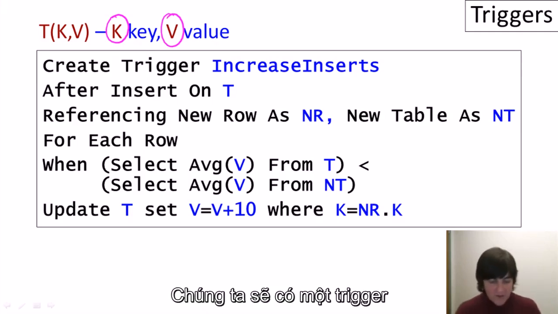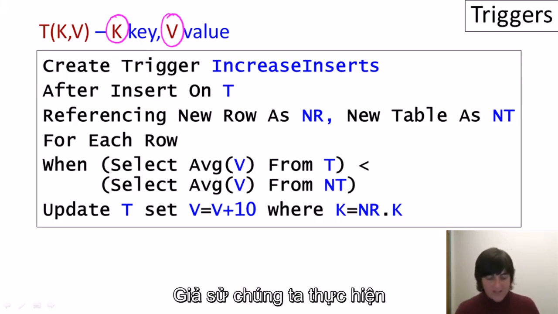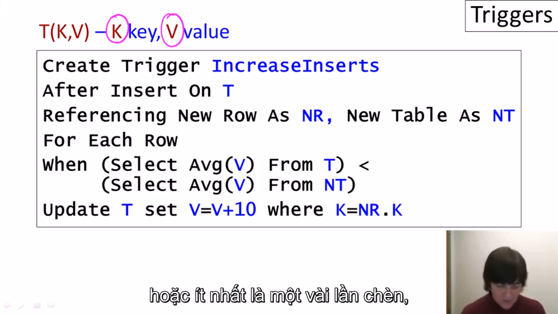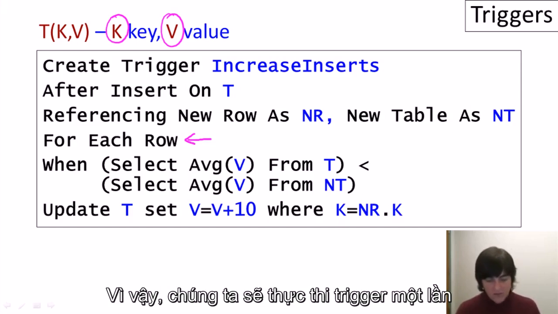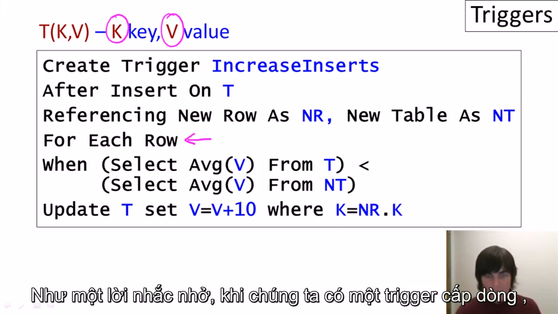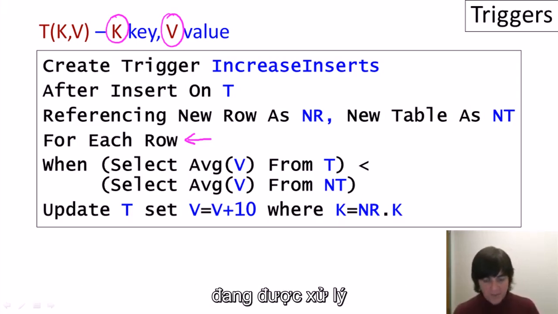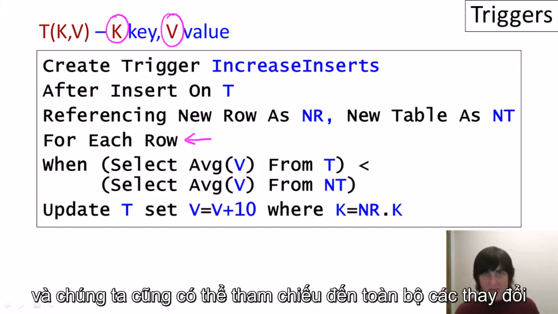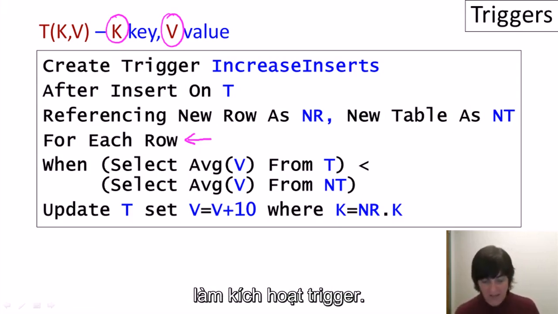And we're going to have a trigger that's going to be activated when we perform insertions on T. Let's suppose that we perform a large number of insertions, or at least a few insertions, and it's going to be a row-level trigger. So we're going to execute the trigger once for each row that's inserted. As a reminder, when we have a row-level trigger, we can refer both to the specific tuple that's being processed for one activation of the trigger, and we can also refer to the entire set of changes that were made by the modification command that caused the trigger to be activated.